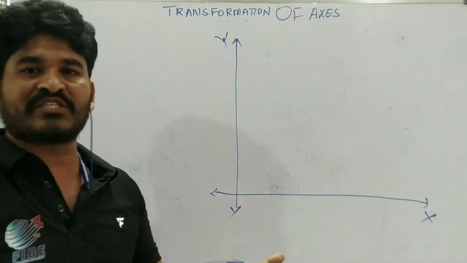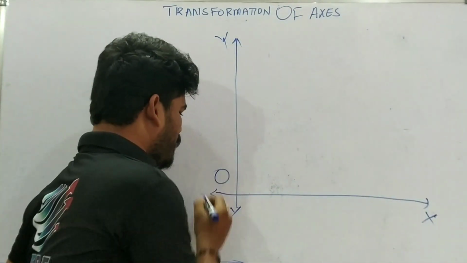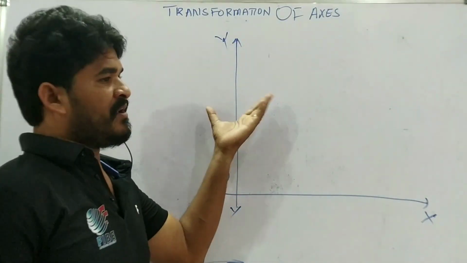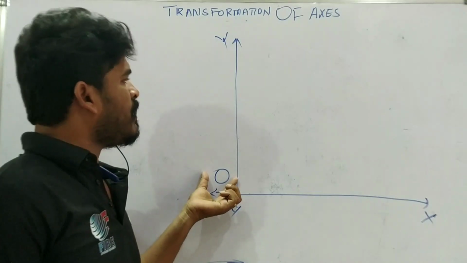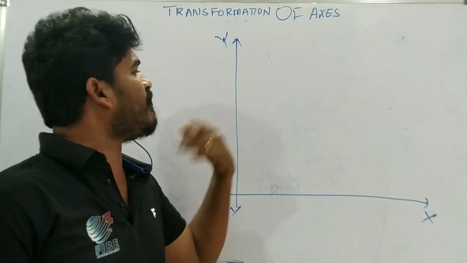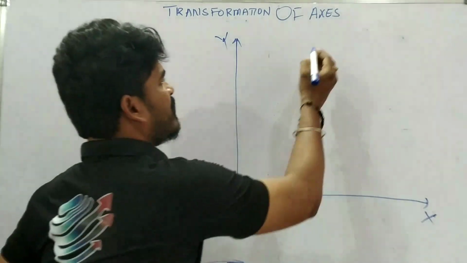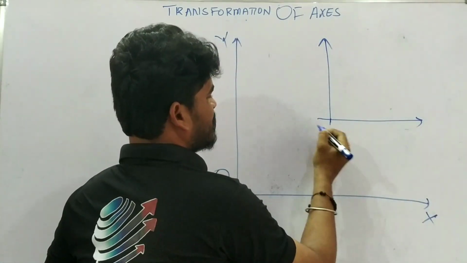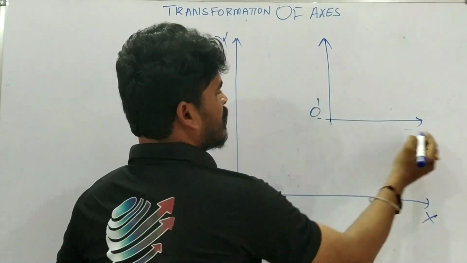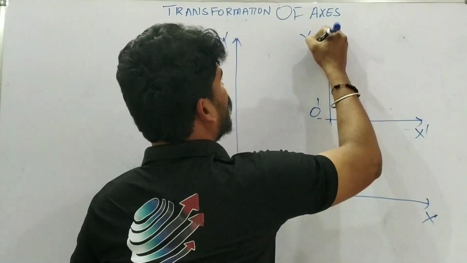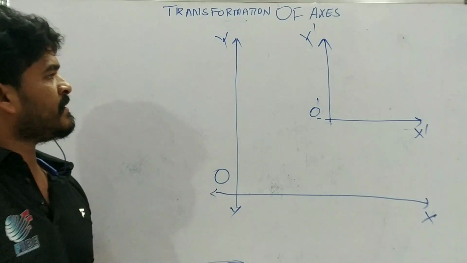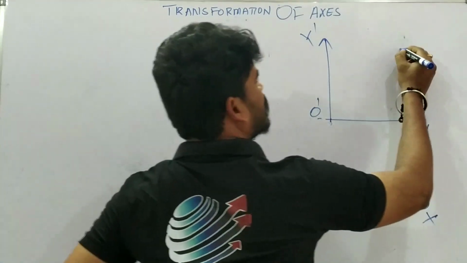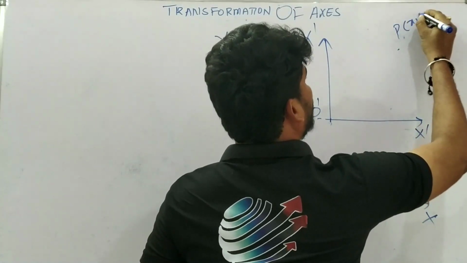Here, this is the origin point, with respect to x and y. Actually, we are shifting the origin point to any one more point on the axis. Like here, we take one more axis. So this is O dash, this is X dash and Y dash. In this x, y axis we take one locus point P (x, y).